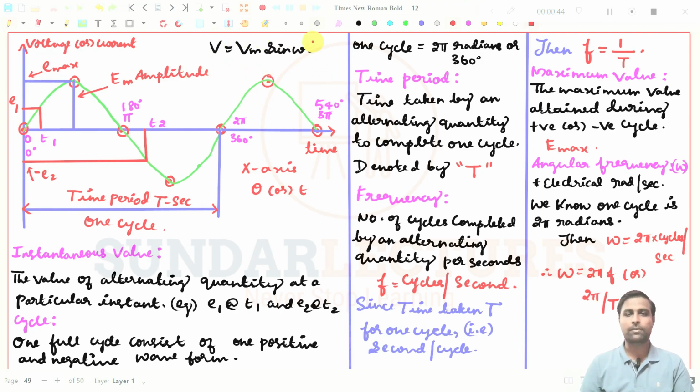So we try to see how this waveform is actually coming. We substitute omega t values in the equation and get these values, so that it will be easy to understand why we always draw this waveform like this.